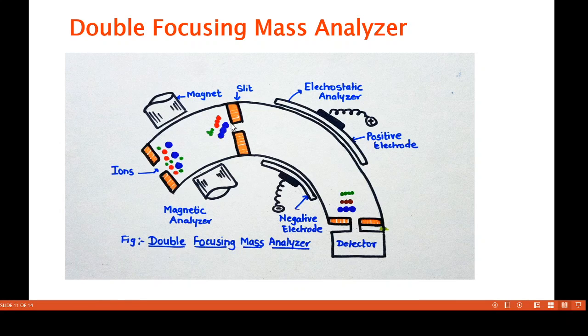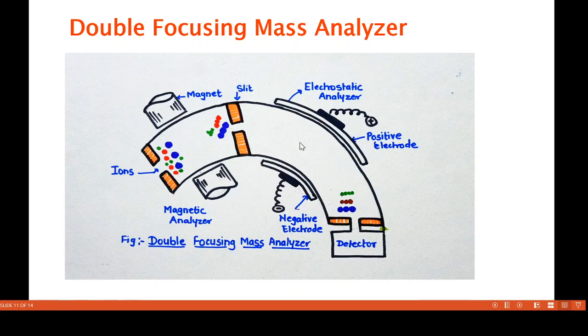Okay, then these ions are transferred into this electrostatic analyzer. Here the positive electrode is present and here the negative electrode is present. So what happens when these ions enter this electrostatic analyzer? At that time these ions have positive charge and here the positive electrode is there. We know that like charges repel each other, so repulsion takes place. They are repelled by this positive electrode, so they all come to the negative electrode side.